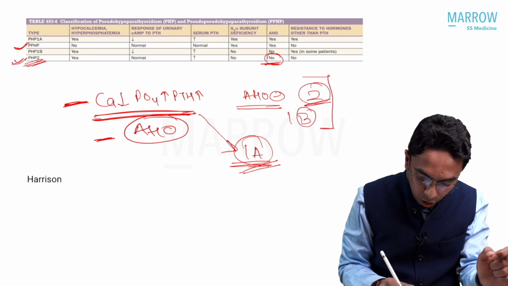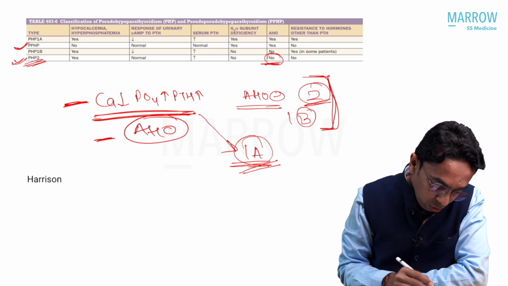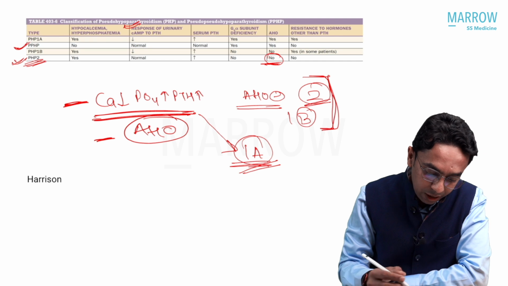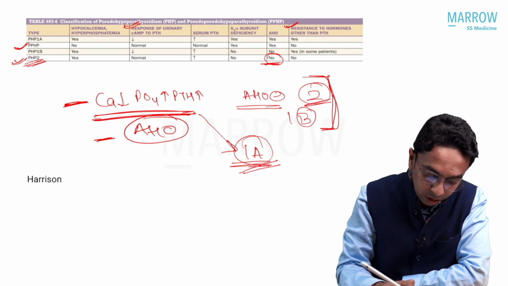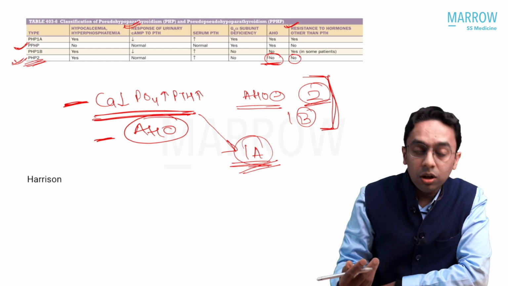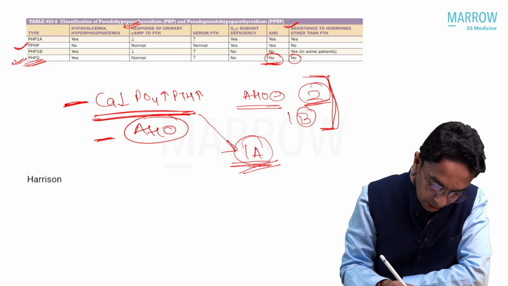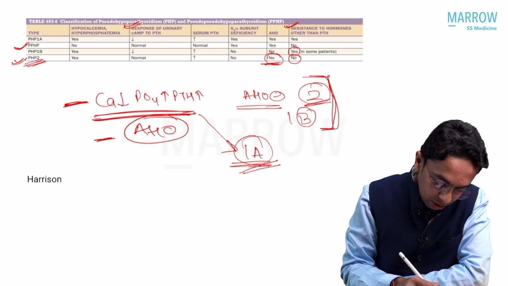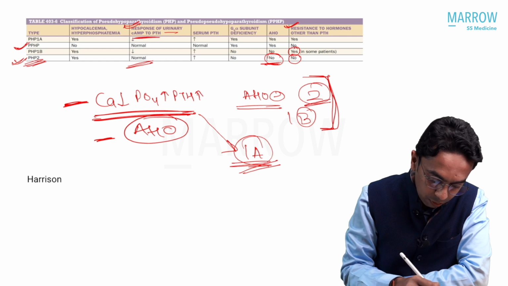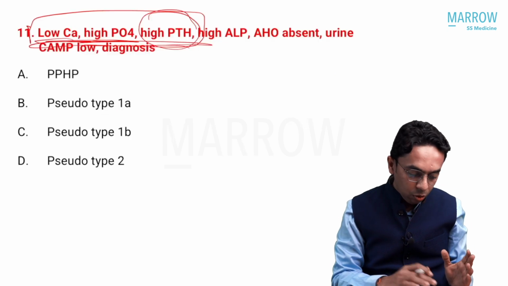Now how to differentiate between these? So you see here, that is response to urinary cAMP and resistance to other hormones. If there is no resistance to other hormones, then it is type 2, but if it is there, then it is 1B. And if the urinary cAMP response is normal, then it is 2. Okay, so this is how to go about it.